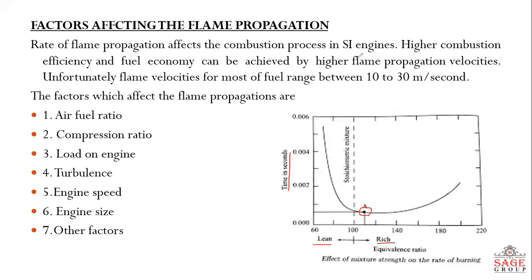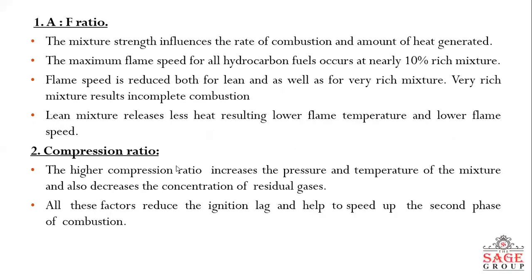The second factor is our compression ratio. The higher compression ratio increases the pressure and temperature of the mixture, which also reduces the initial preparation phase of combustion, and hence less ignition advance is needed. High pressure and temperature of the compressed mixture also speed up the second phase of combustion. The increased compression ratio reduces the clearance volume and therefore increases the density of cylinder gases during burning.